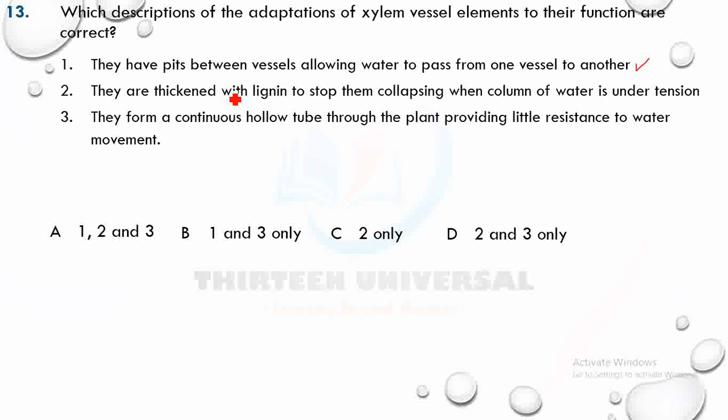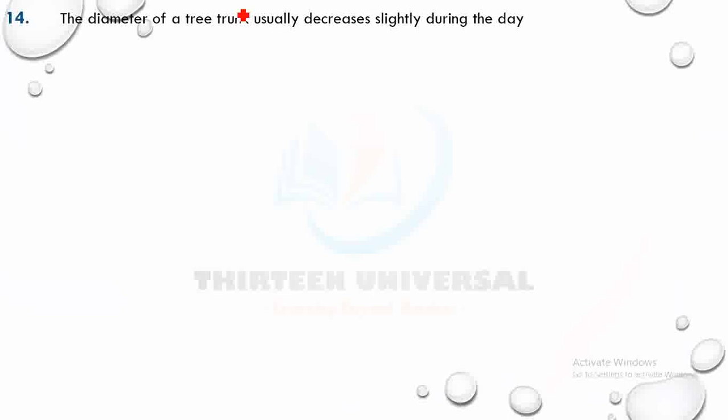2 says they are thickened with lignin to stop them from collapsing. Yes, lignin provides mechanical support. 3 says they form a continuous hollow tube through the plant, providing little resistance. Yes, so all of them are correct. The diameter of a tree trunk usually decreases slightly during the day. We have solved this question before. See, they repeat this question a lot.